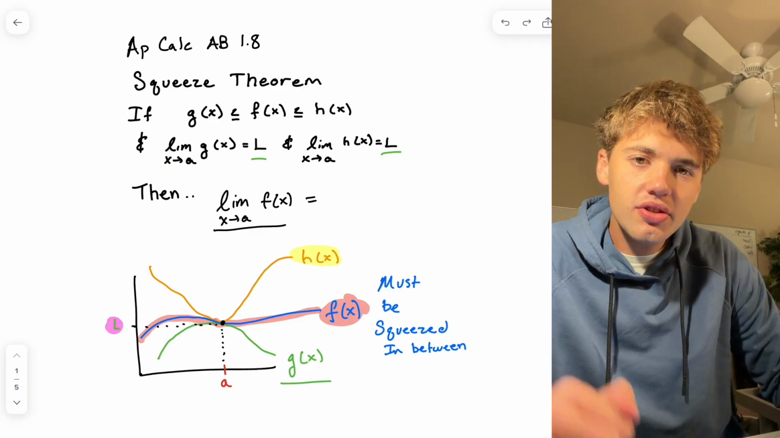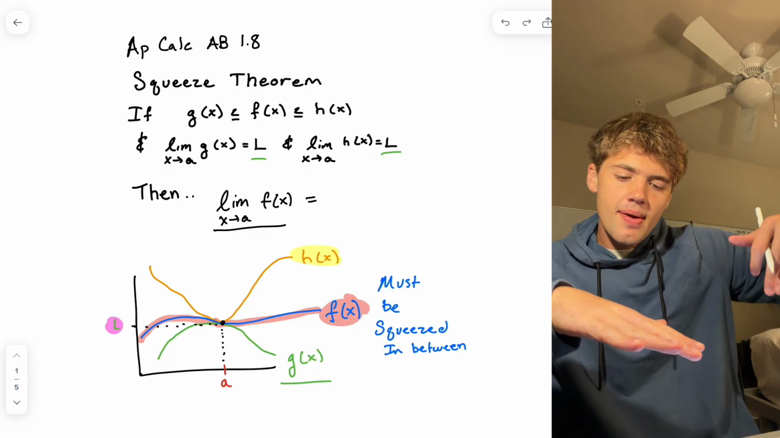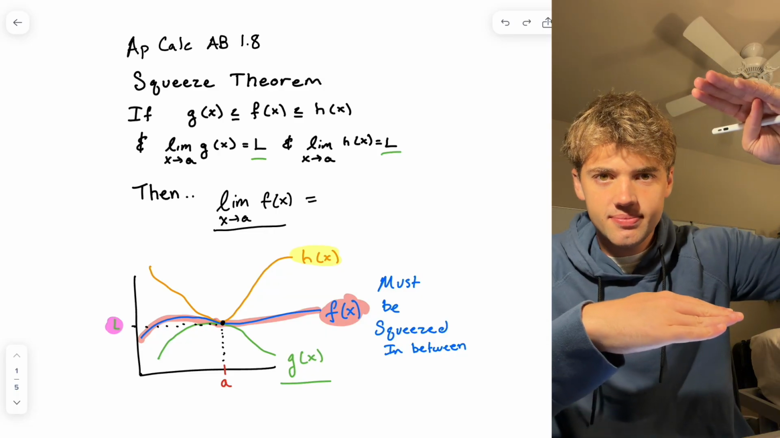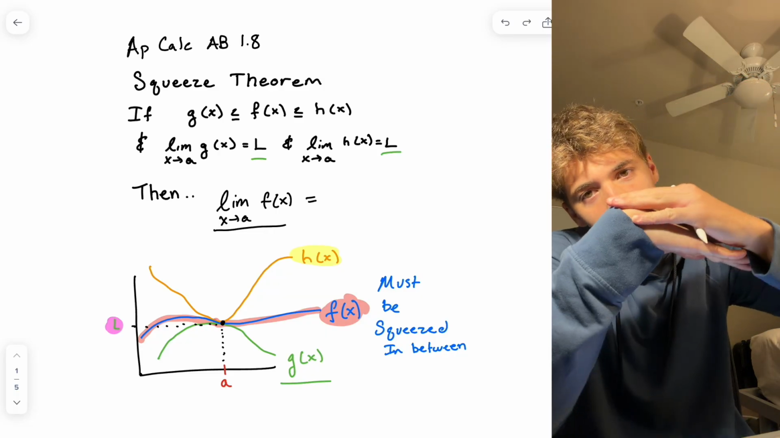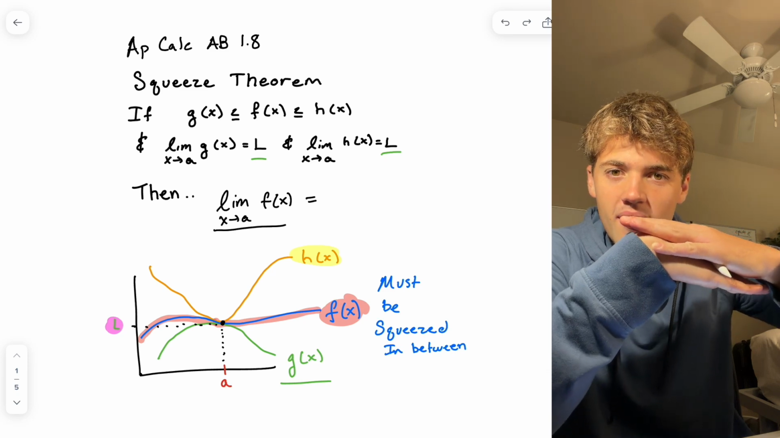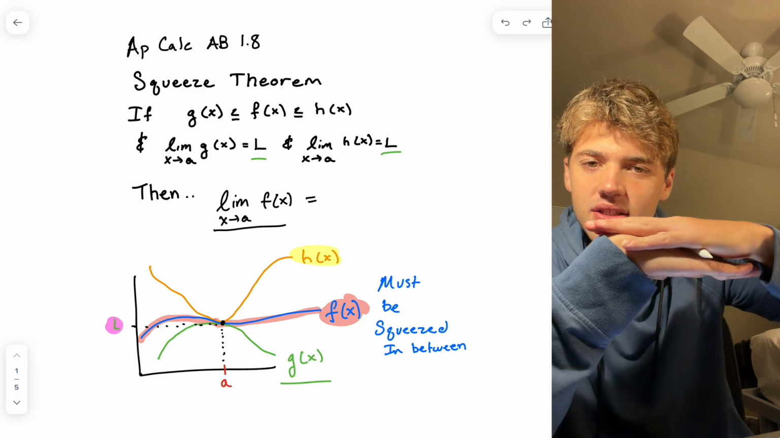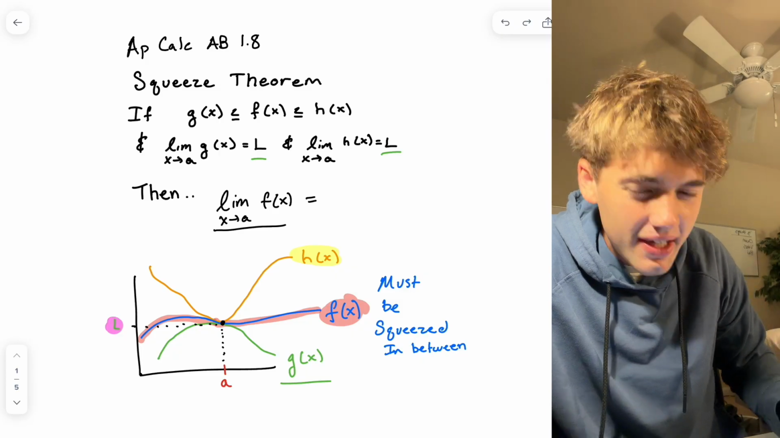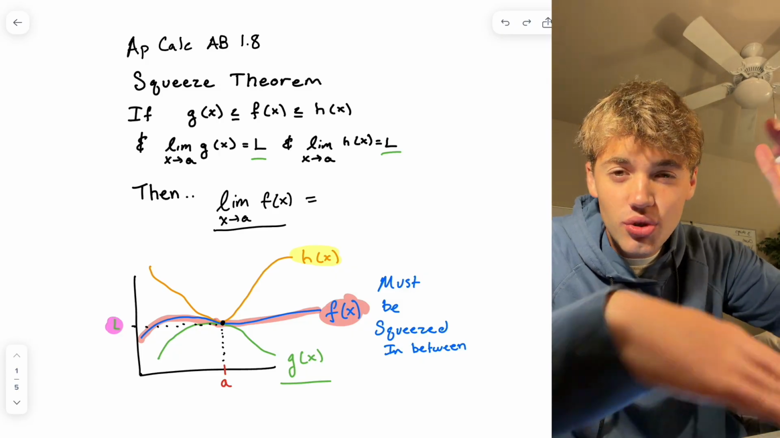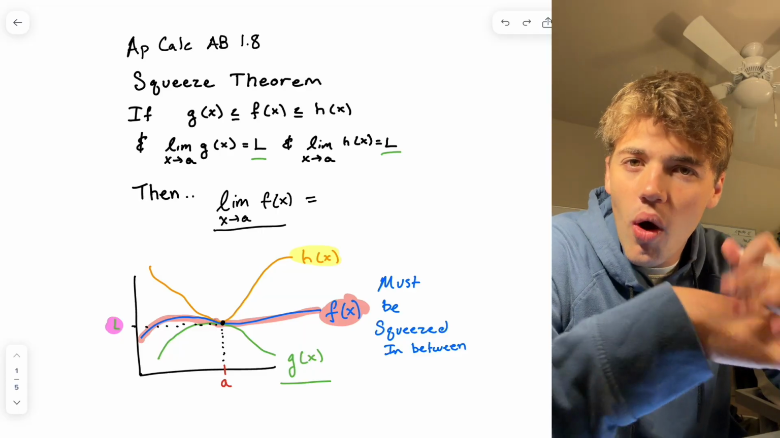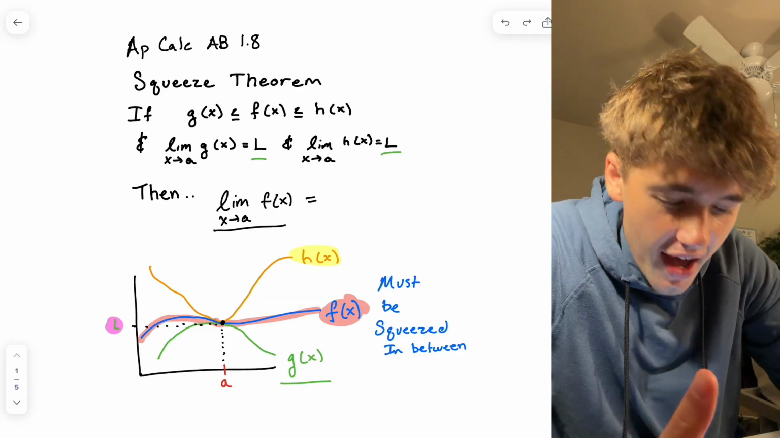What this allows me to do, and it's kind of intuitive, we have two functions, a top and a bottom function, g of x and h of x. And they both approach the same value in the range. So if f of x is in between these two values, what this has to mean is that the squeeze theorem is saying that f of x is so squeezed in between g of x and h of x, it has to also go to the same value.